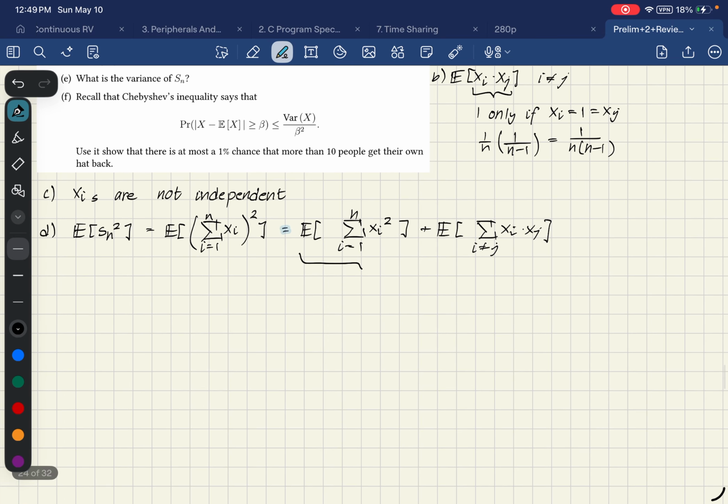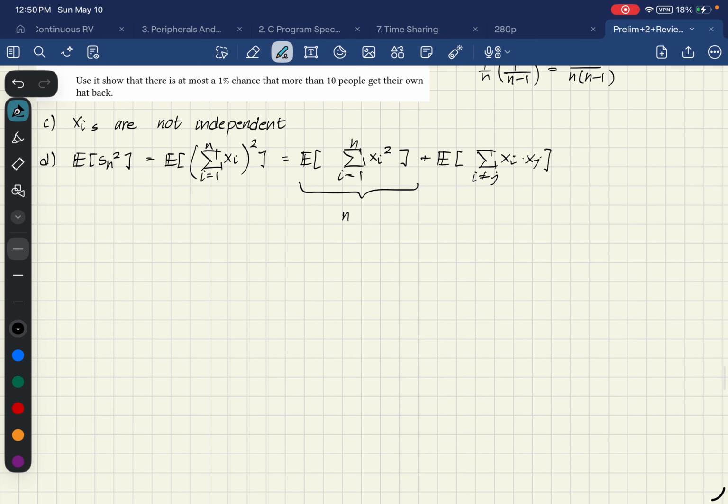Now, for this first one, we know that there are n x sub i's, so when you multiply polynomials together, you're going to get n things that are squared. So that's just n times the expected value of x sub i squared, which is equal to n times 1 over n, which is equal to 1.